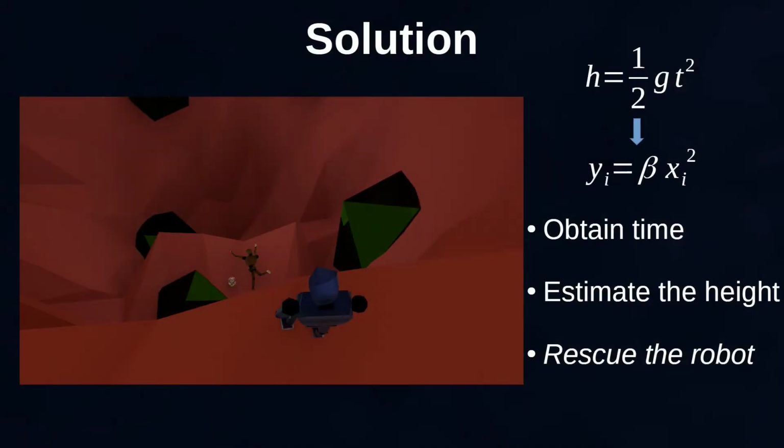Better. So, the robot used all the experiments to get an estimate of the coefficient beta, which is half the gravity, and now the robot will use this coefficient with the transmitted time from this last drop to get an estimate of the distance from the yellow robot.